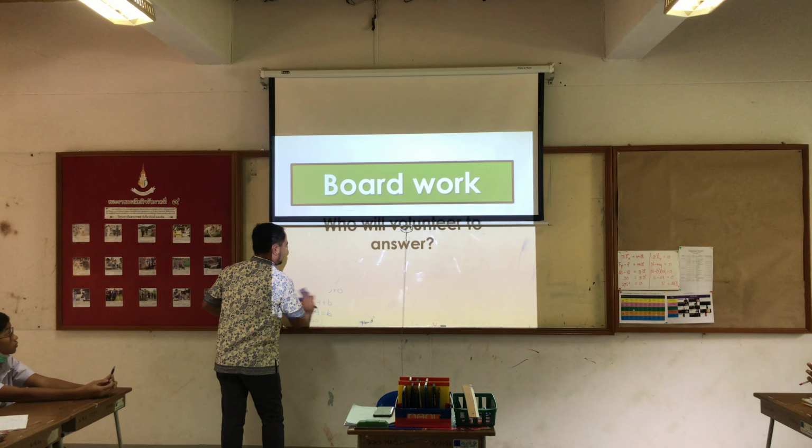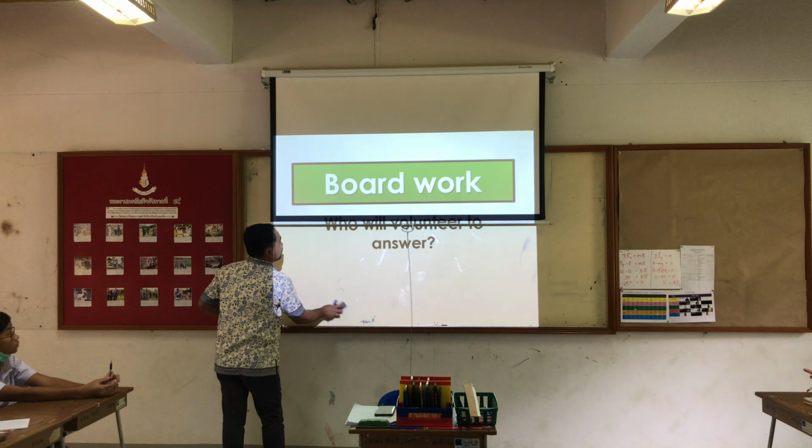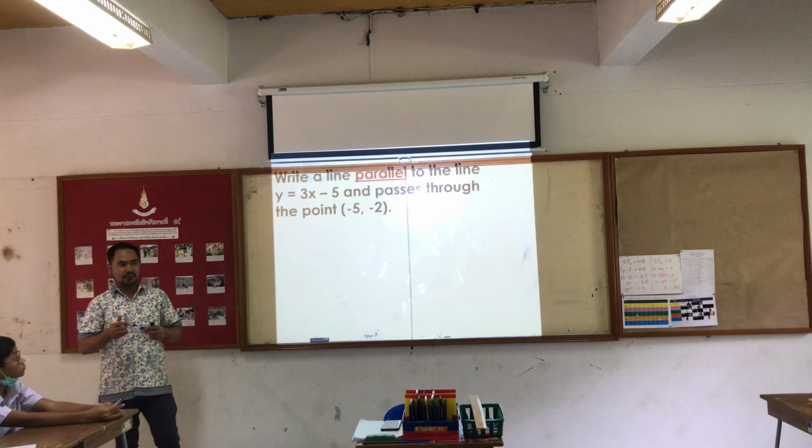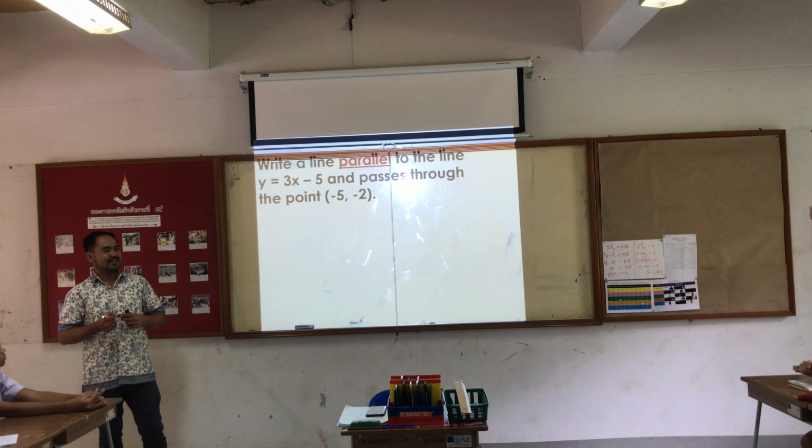Now let's have a word work. Who will volunteer to answer the first question? Write a line parallel to the line y is equal to 3x minus 5 and passes through the point -5, -2. Yes, Am?